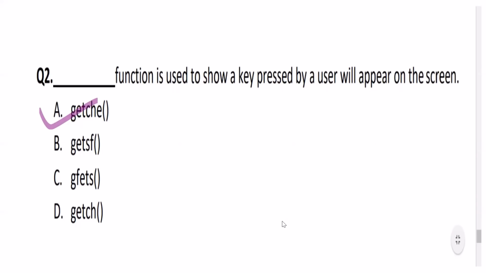We want it to wait for some input, because otherwise the output just appears for 1 millisecond and the screen goes off. So in that case we also use getch, but it does not show the key pressed by the user on the screen. So the one most closely related to the actual answer is the getche function in C language.